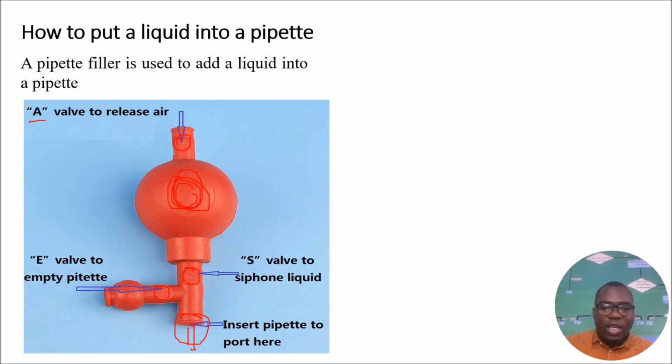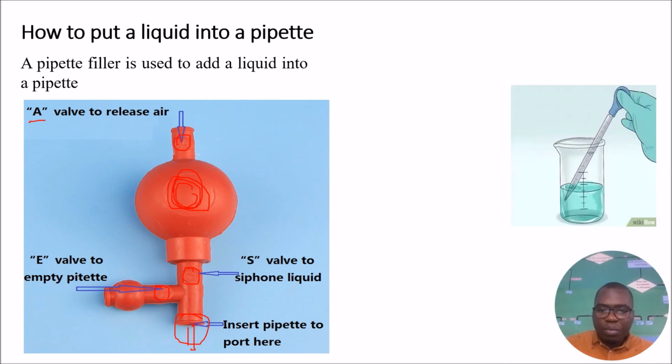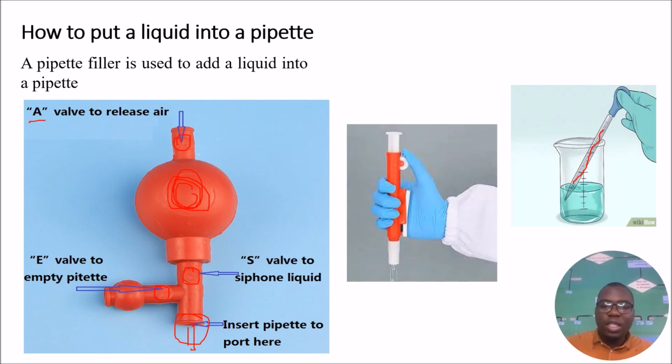When it becomes flat, you are going to insert it into the liquid. When you insert into the liquid, then you are going to squeeze on the S valve. When you squeeze on the S valve, the liquid will start getting into the pipette. That is how it is done.